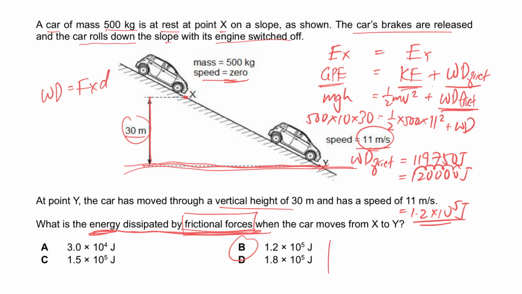The only key thing that you have to be mindful of is the work done against friction. The energy dissipated by the frictional force is on the right hand side. Some of you may prefer to see it this way, up to you as long as you understand. So the GPE here minus the work done because of the friction is equal to KE. If you can understand this better, you can go ahead and do it. It's just up to you as long as the concept is correct.